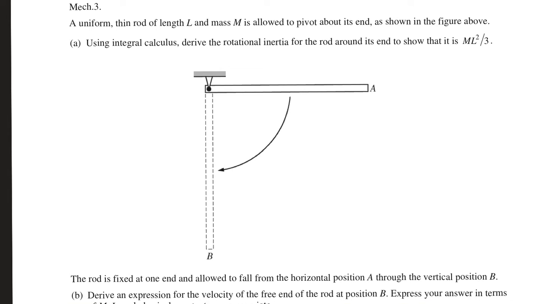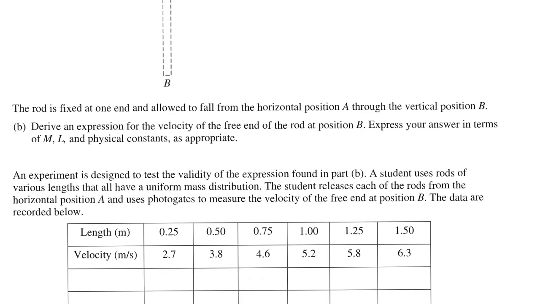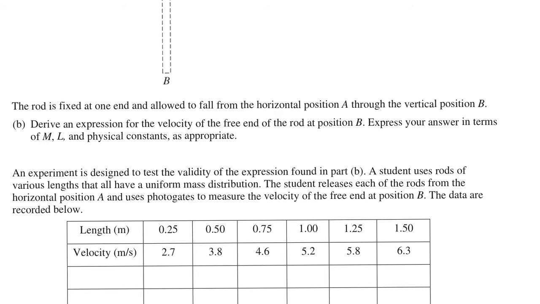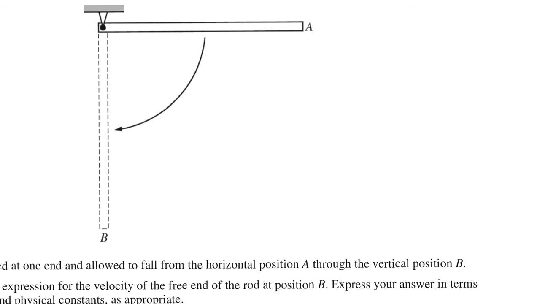Go forwards and assume that part A, you can just look up. And I expect you can do that. So let's go to the next part. It says, derive an expression for the velocity of the free end of the rod at position B. Express your answer in terms of the physical constants and such. A lot of students had difficulty with this, even though this was done in class.